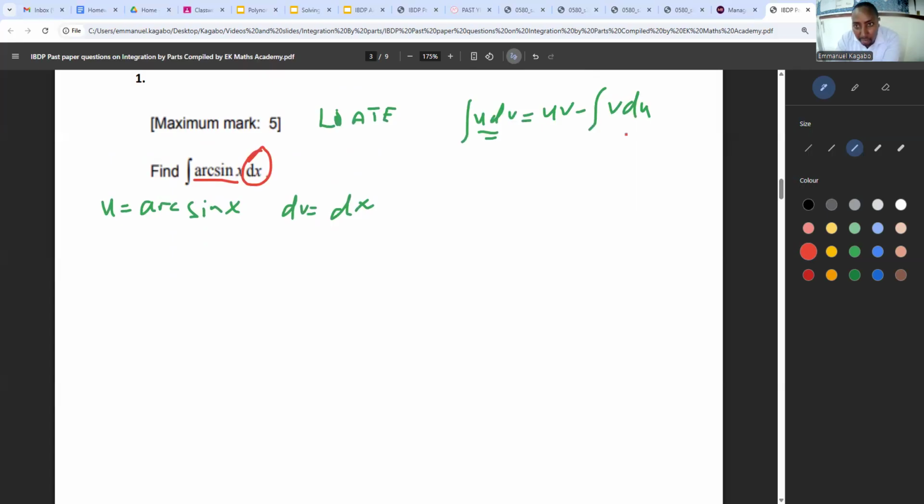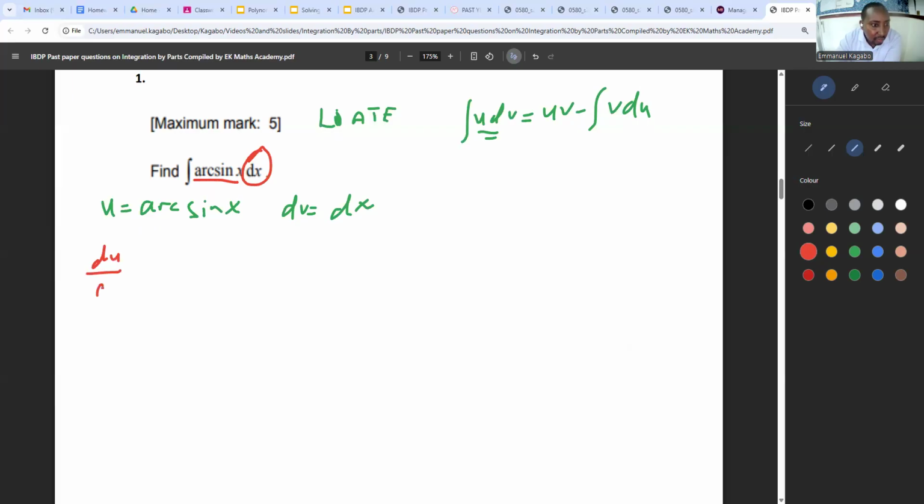Because when you check in the formula, I should have v and I should have du. So when you check what I have right now, I have u and I have dv. So I'm missing v and du. So how do we get du? I have to do the derivative.